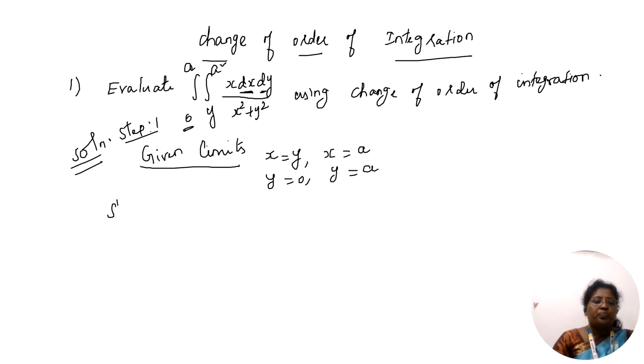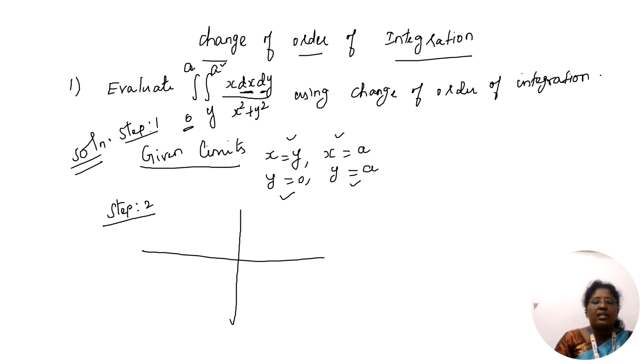Step 2: using the given limits, draw the diagram. In the given limits there are 4 lines. Actually all the limits are straight lines only, so to draw a diagram we can use the given limits. Consider the x-axis and y-axis.